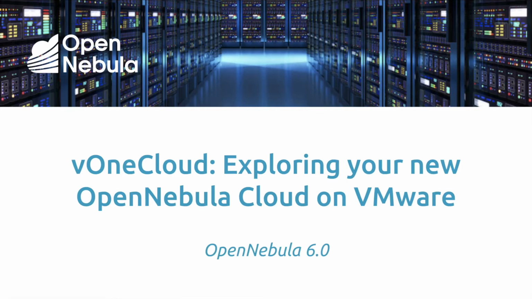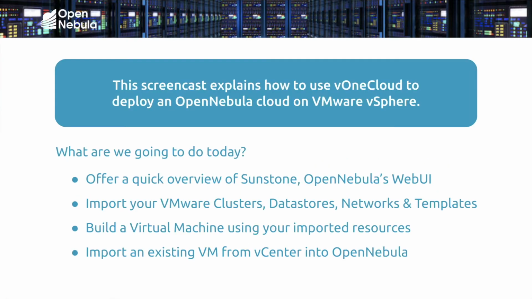In this video, I'm going to show you how to configure an OpenNebula Cloud with vSphere after downloading the vOneCloud appliance. Today, we're going to have a quick overview of Sunstone. This is OpenNebula's GUI. We'll import your existing VMware clusters, data stores, networks, and templates. We'll build a virtual machine using your imported resources and import an existing VM that's already running in vCenter.